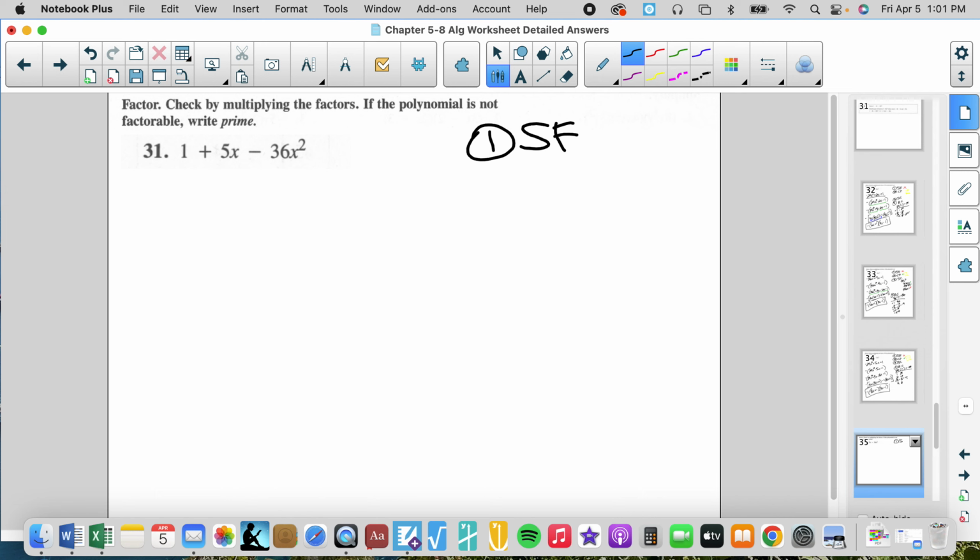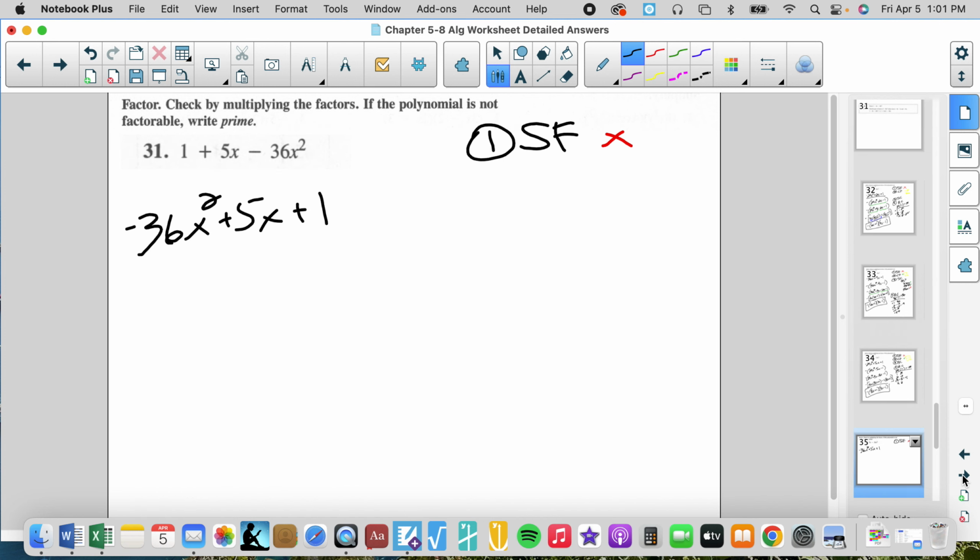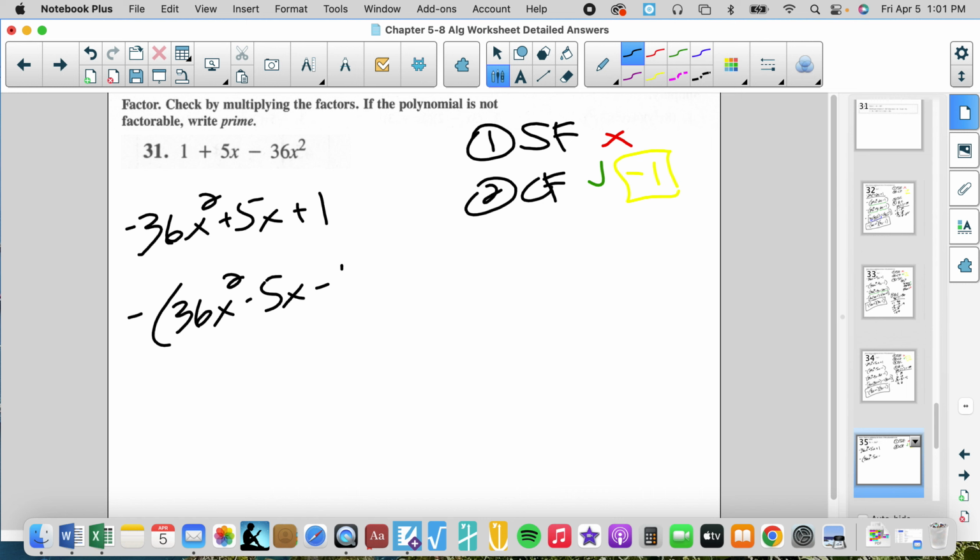Standard form, nope. Rewrite it in standard form: -36x squared plus 5x plus 1. That feels like the same problem. Number 2, common factor. Yes, there is a common factor of -1. Got to factor out that -1. 36x squared minus 5x minus 1.